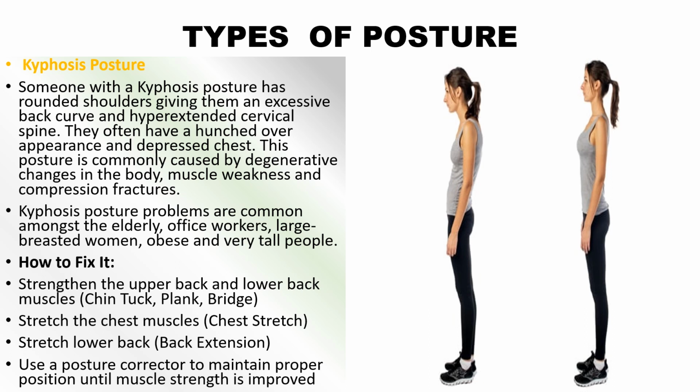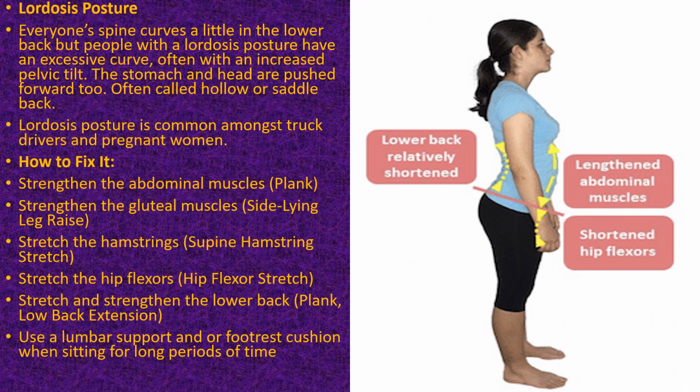Use a posture corrector to maintain proper position until muscle strength is improved. If we are not able to improve our posture, we must go to the gym or do yoga. We must use a mentor or trainer to correct our posture. Otherwise it will create a lot of bodily problems. Next one is lordosis posture. Everyone's spine curves a little in the lower back, but people with lordosis posture have an excessive curve, often with an increased pelvic tilt.